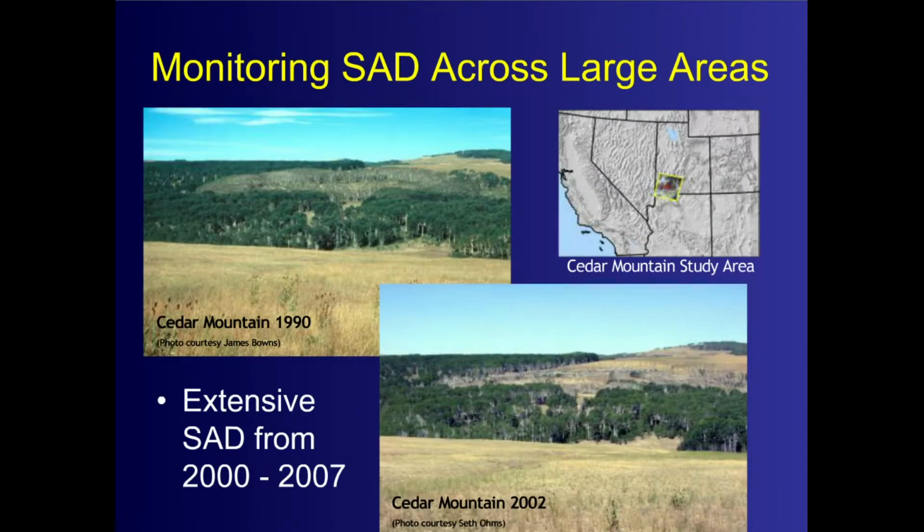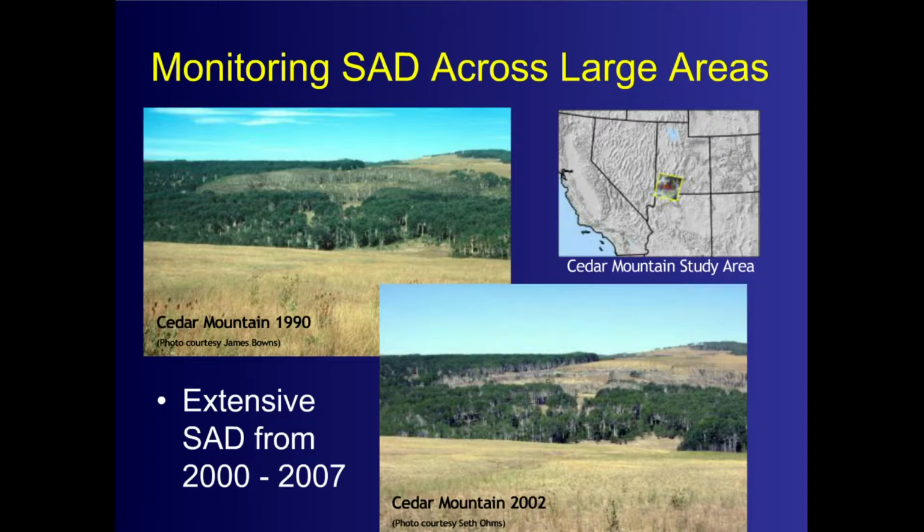Most of our efforts were focused on the Cedar Mountain study area, and you can see a clone here that has experienced the sudden aspen decline. That's a shot from 1990 going to 2000. And a lot more decline has occurred between 2000 and 2007. And as I mentioned, that's where we focused most of our work. And you can see the study area located down here in southwest Utah.